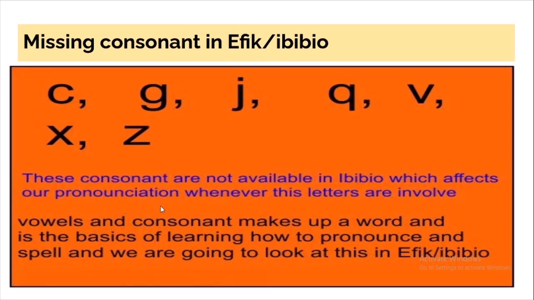Like, if they want to say junction, most times they'll say yunction instead of junction. So the difference is that this J is not in our consonants. That's why you see them pronounce it as Y, yunction. So that is just the issue we have.